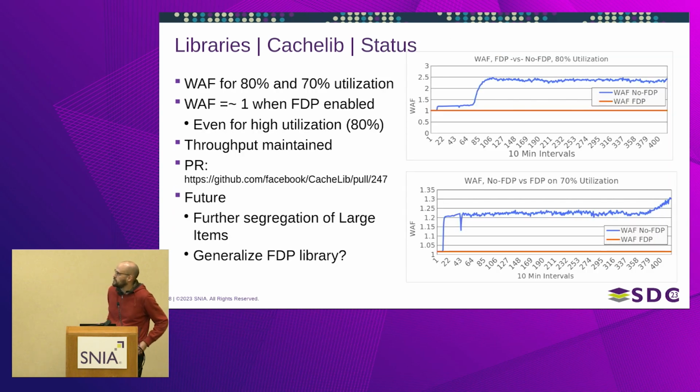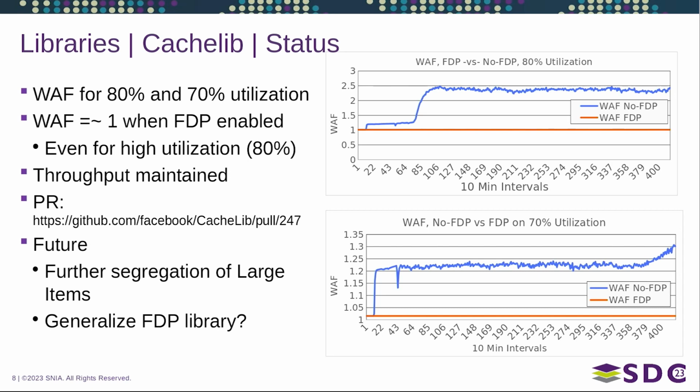Okay, and now after implementing it, we ran some tests. Blue is non-FDP, and red is FDP. Here you see two figures, and you're looking at the write amplification. The top one is 80% utilization, and the bottom one is 70% utilization. Here I only describe the write amplification, but we also have numbers for throughput. It was a bit too busy, so I didn't put the numbers here, but if you are curious, just come look for me and I can share the numbers of both these figures for both non-FDP and FDP on Cachelib.